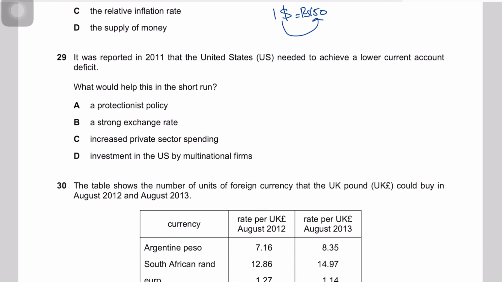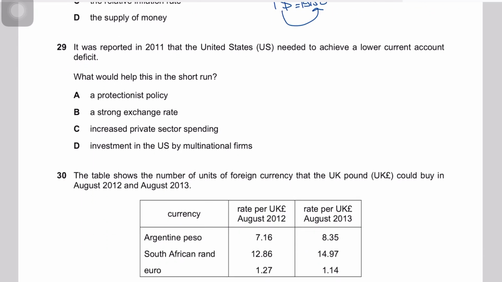Question 29 says it was reported in 2011 that the United States needed to achieve a lower current account deficit. The current account is part of the balance of payments, and one of the most important components that determine whether the balance of payments will be in a deficit or surplus overall.